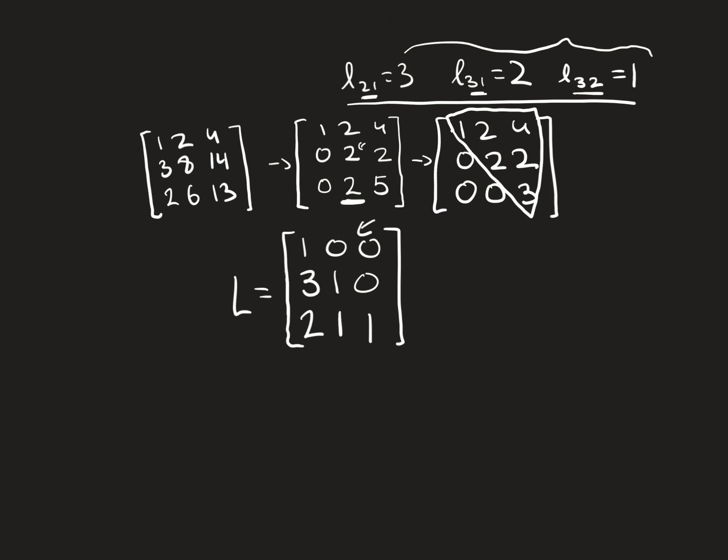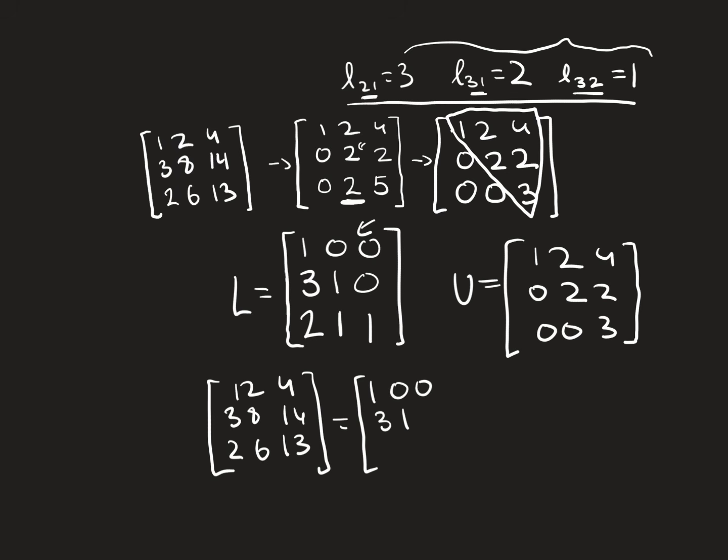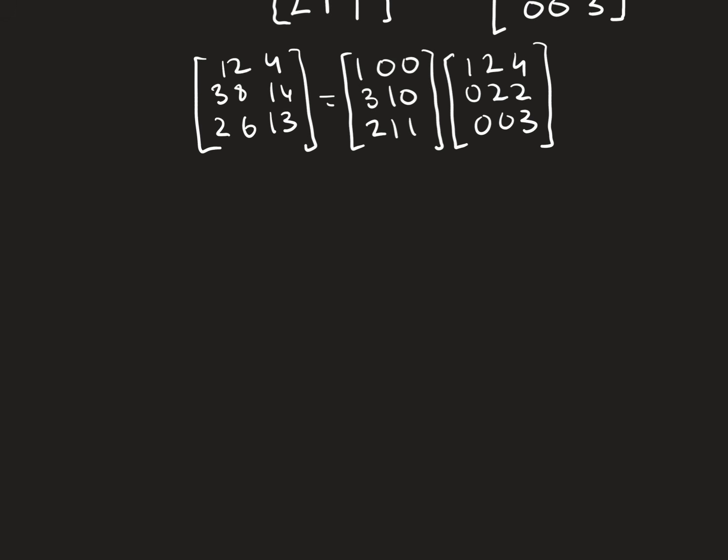So then our U would be the matrix that we found, the upper triangular matrix. And what LU decomposition says is that this original matrix that we had is equivalent to multiplying this lower triangular matrix by this upper triangular matrix. Let's multiply this out to see if it's actually equivalent to this.